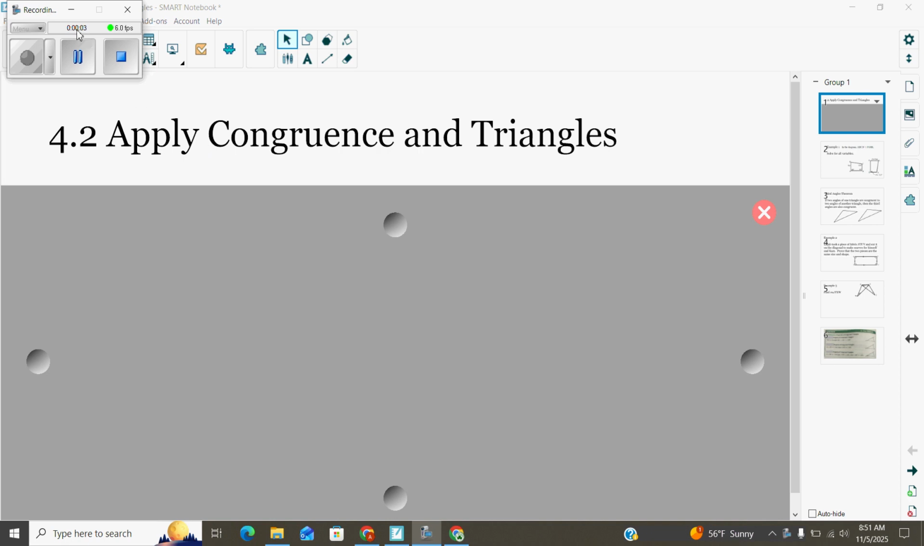Section 4.2 is titled Applied Congruence and Triangles. So we've talked a lot about congruence, congruent segments, congruent angles. We also in 4.1 started talking through triangles. Today we're going to combine what we know about congruence with triangles.